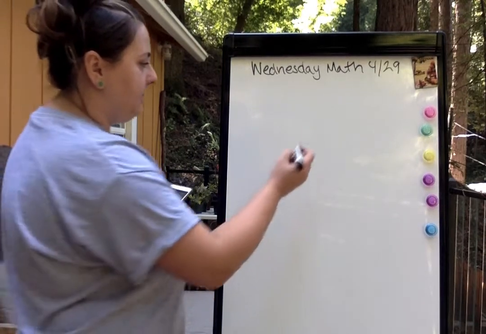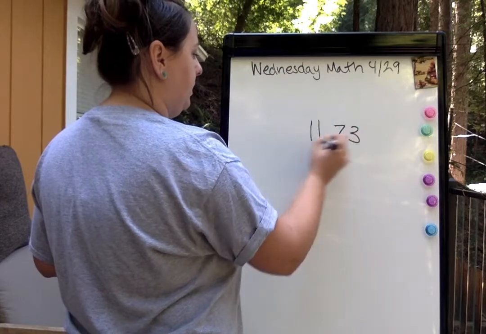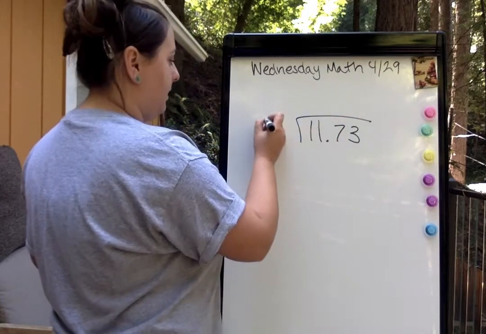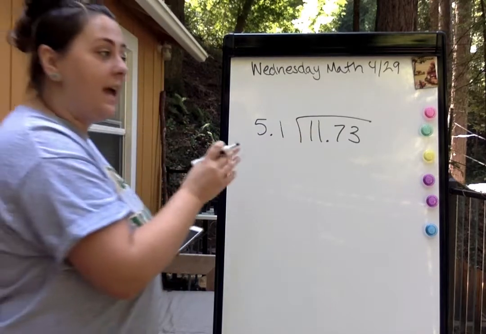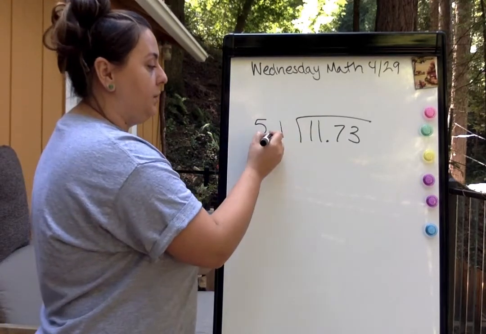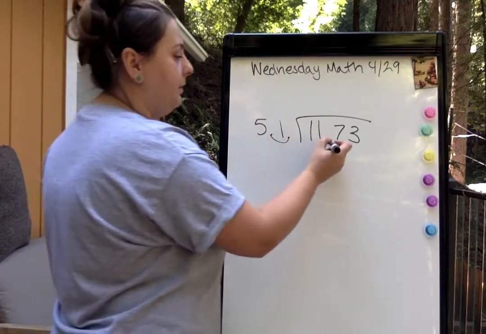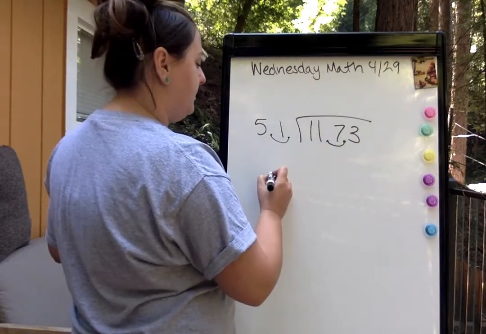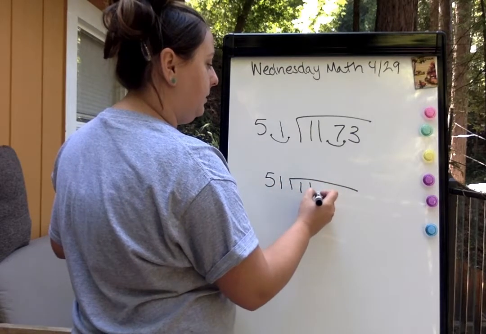Now we have division. So we've got 11.73 divided by 5.1. Now you know that you can't have a decimal point here, so we need to make it into a whole number. Whatever we do to the outside, we're going to do to the inside. So that leaves us with 51 divided by 11.